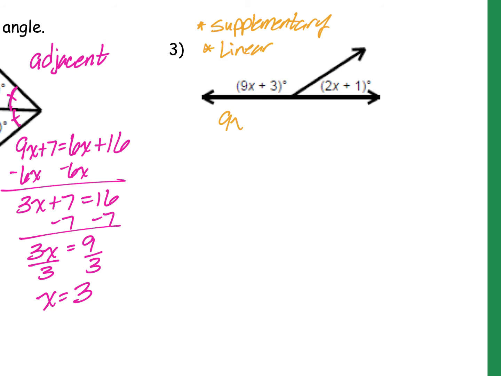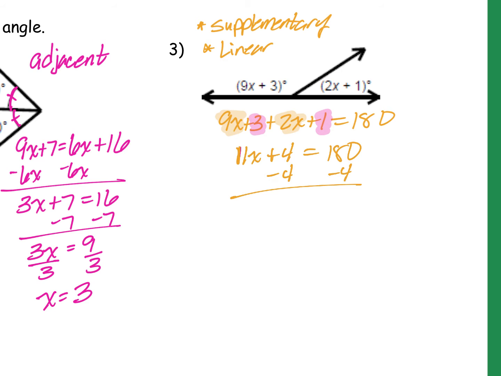So I have 9x plus 3 plus 2x plus 1 equals 180. And if I add my like terms together, that's going to be my x's. And then my constants are like terms. So I add them together. They're on the same side of the equal sign, so I'm just going to do what it says. So I have 11x plus 4 equals 180. Awesome. Subtract 4. 11x equals 176. Divide by 11. And x is going to equal 16.